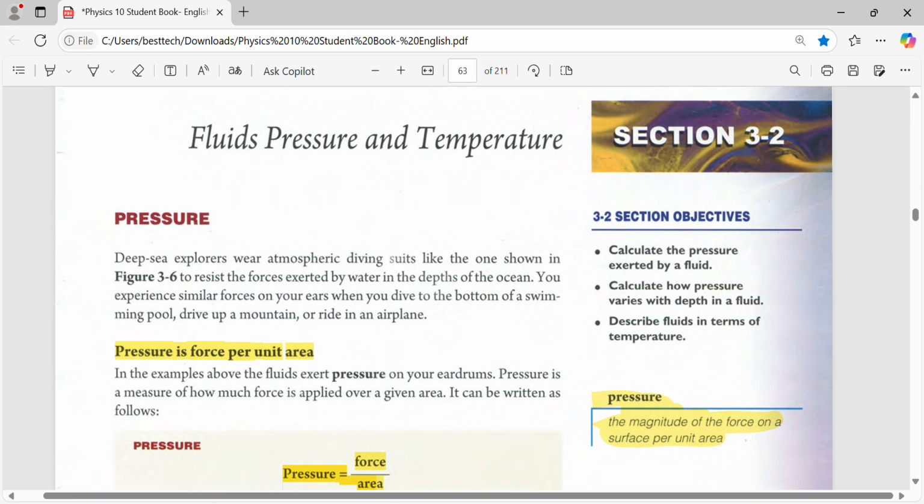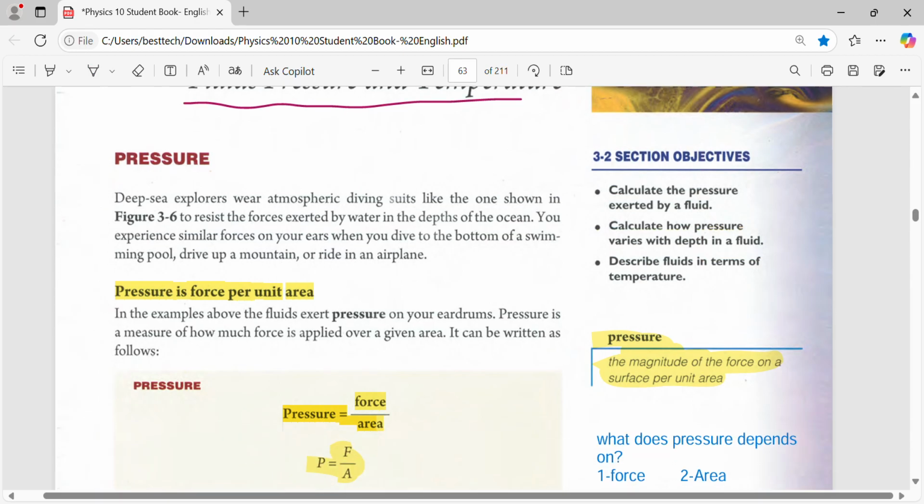Students, finally, new section 2, chapter 3. This section is about fluid pressure and temperature. This page is only about pressure rules. What are the factors that can affect pressure? What is the relation between pressure and force, and pressure and area? How does pressure change with distance when an object goes under the water? The purpose of this section is to learn how to calculate the pressure exerted by a fluid, how pressure changes with depth, and to describe fluids in terms of temperature.